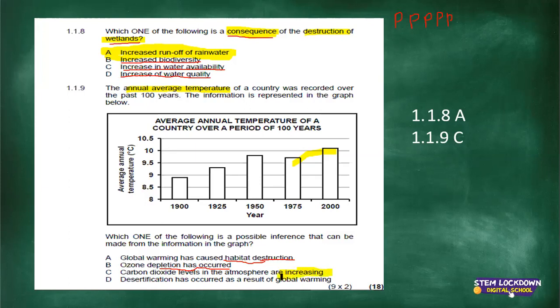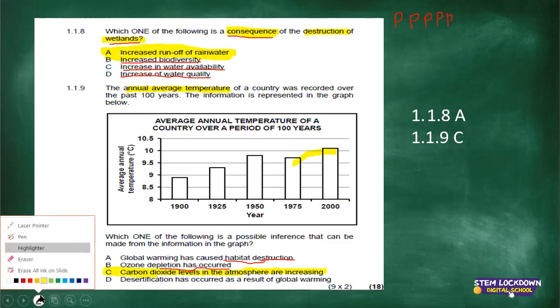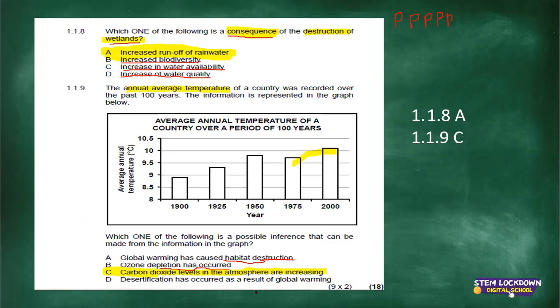It's directly related to what we are seeing on the graph, which is speaking about temperatures. So that means the carbon dioxide levels in the atmosphere are increasing, which we see from the increased temperatures, because when there's more carbon dioxide in the atmosphere, there's an increased temperature. D is desertification has occurred as a result of global warming. We can agree with the part of global warming, but like A and B, we can't really deduce this fact of desertification. That would need additional research, you see?